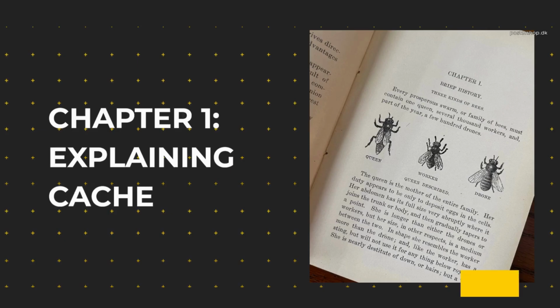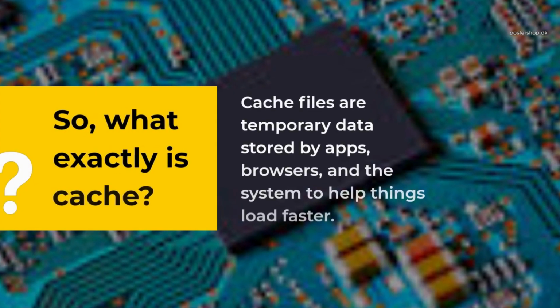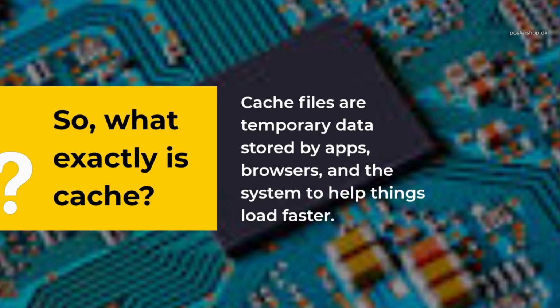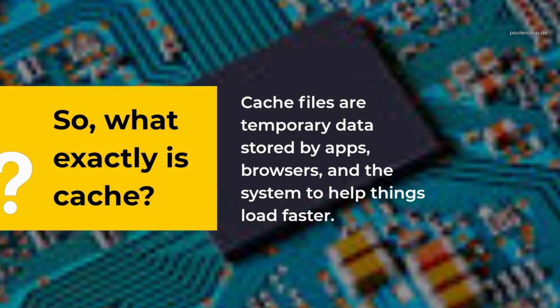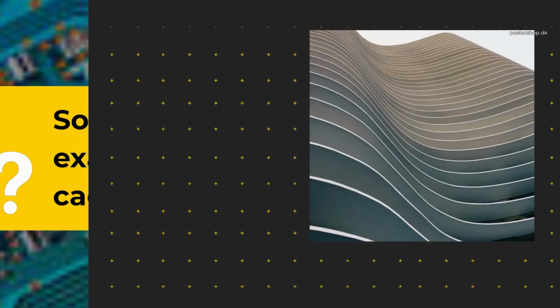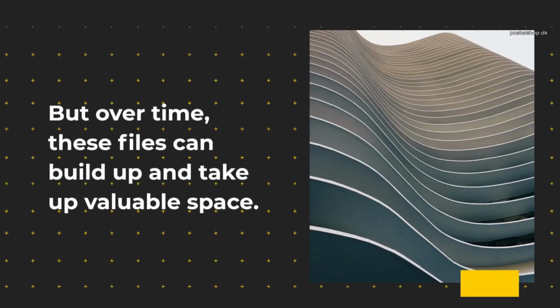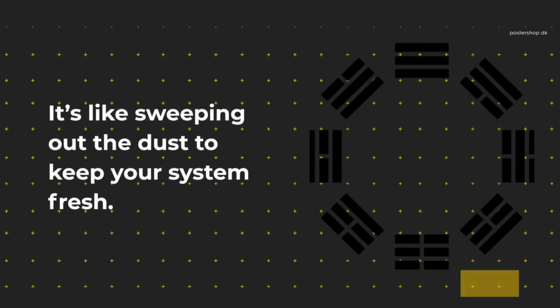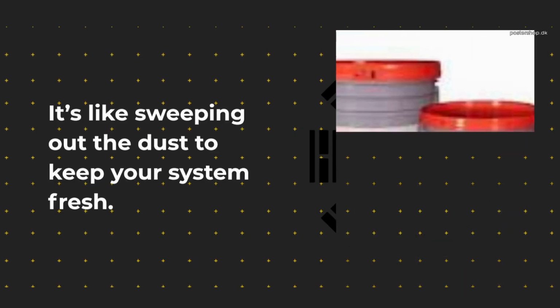Chapter 1. Explaining cache. So, what exactly is cache? Cache files are temporary data stored by apps, browsers, and the system to help things load faster. But over time, these files can build up and take up valuable space. It's like sweeping out the dust to keep your system fresh.